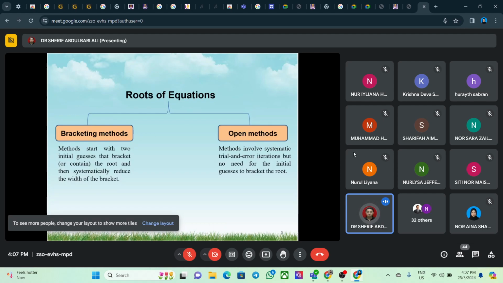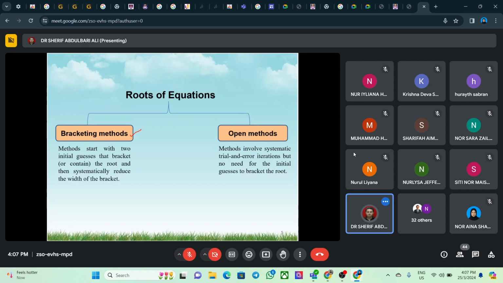Today we are going to cover the bracketing method. So we are talking about the bracketing methods. Okay, so what's the difference between bracketing methods and open methods? Bracketing methods are methods that start with 2 initial guesses or 2 initial values. Normally we call these values x lower, and the value x upper.